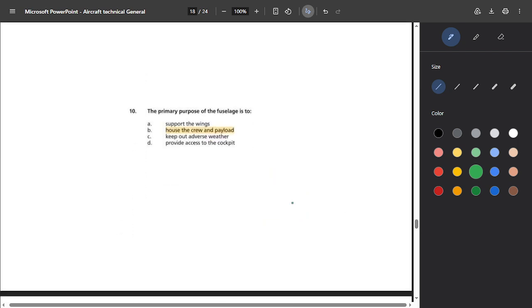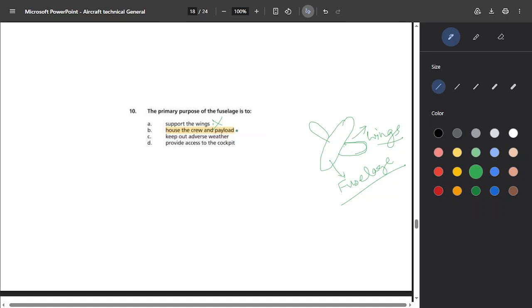Question number 10. The primary purpose of the fuselage is to, see, this is the structure. This is the whole of the fuselage. And these are wings. So we can read, the primary purpose of the fuselage is to support the wings. It is one of the purposes to support the wings, but we will see, not the primary function.